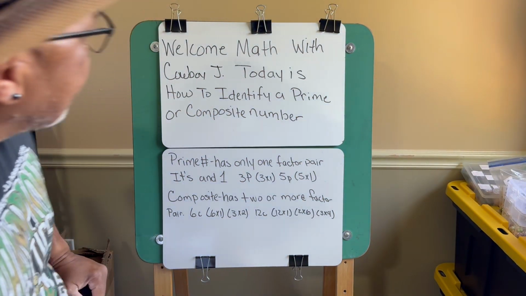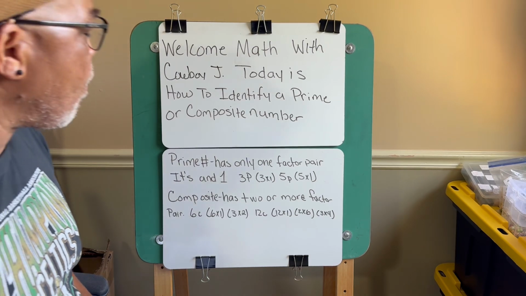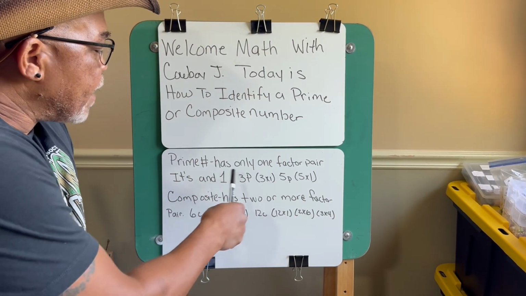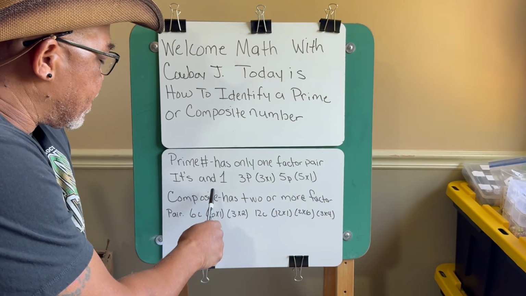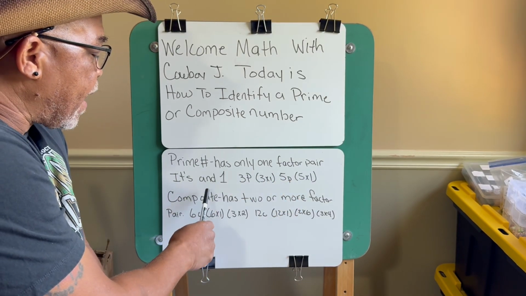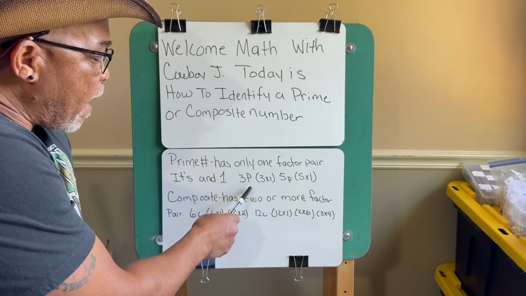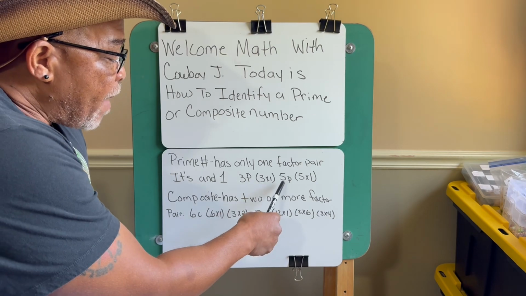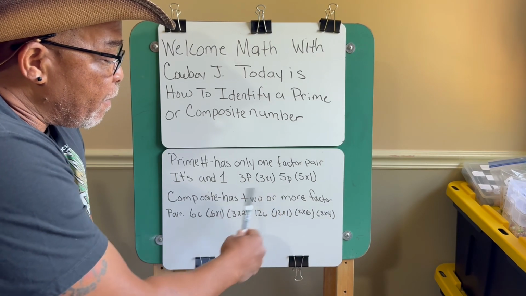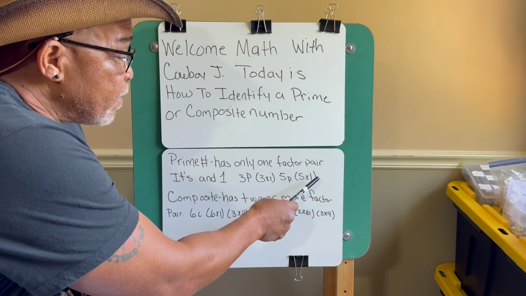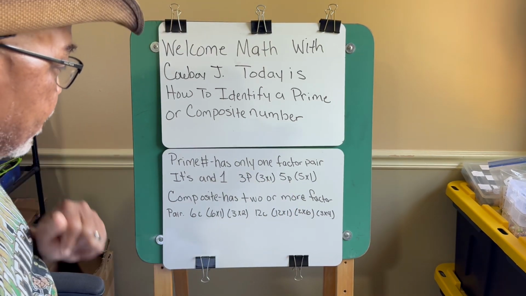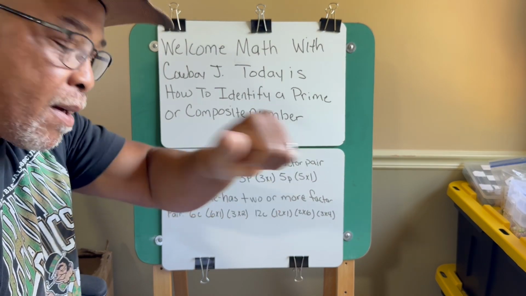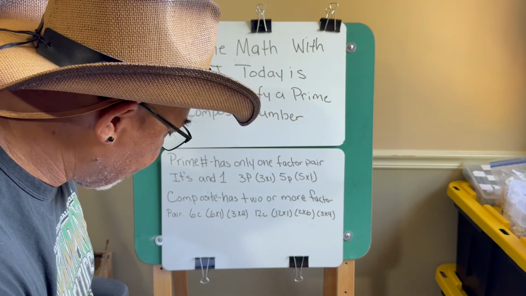Today is how to identify a prime or composite number. A prime number has only one factor pair, itself and 1. 3 is a prime number because the only way you can get 3 is 3 times 1. 5 is a prime number because the only way you can get 5 is 5 times 1. All right? Give me a thumbs up if you understand that. All right. Let's get into it.